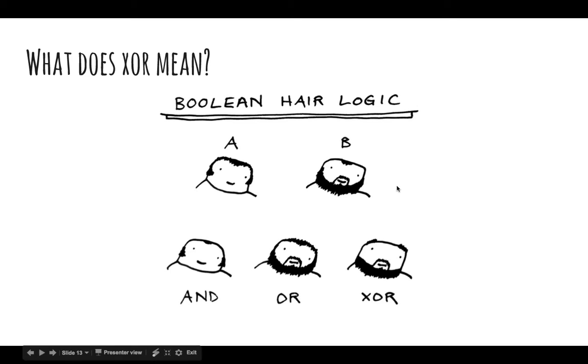All right, here's a funny slide for Boolean hair logic. The way it works is I have a guy who is Mr. A and a guy who is Mr. B. And the AND guy has all the facial features of both A and B. He's got the widow's peak and the sideburns, but nothing else because that's their only overlap. The OR guy has everything that they both have. So he's got the beard, the goatee, the widow's peak, the whole 9 yards, right?